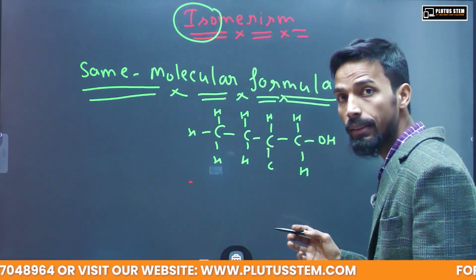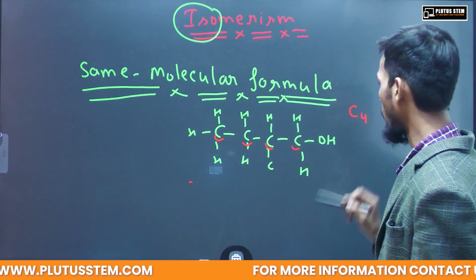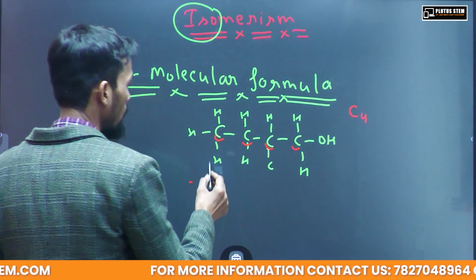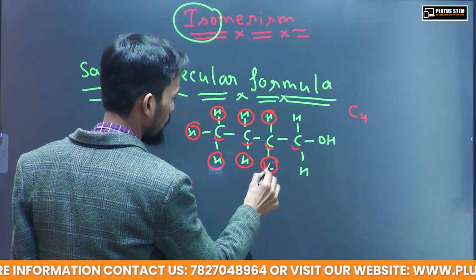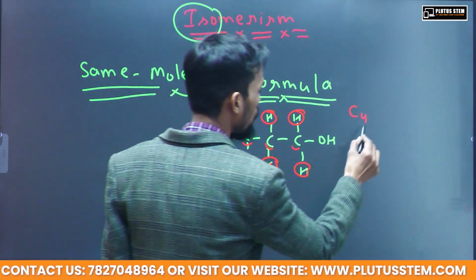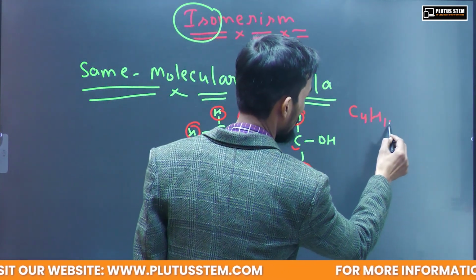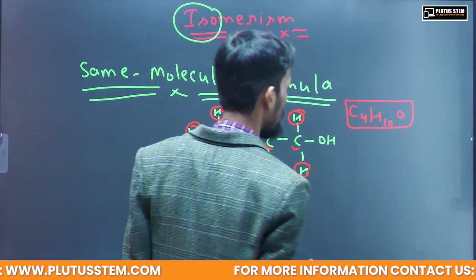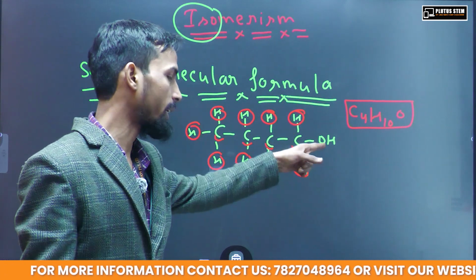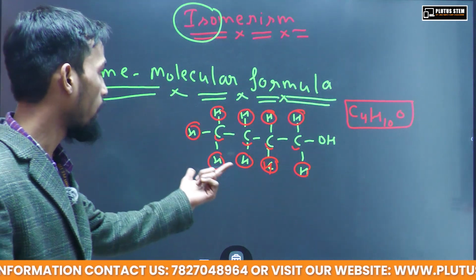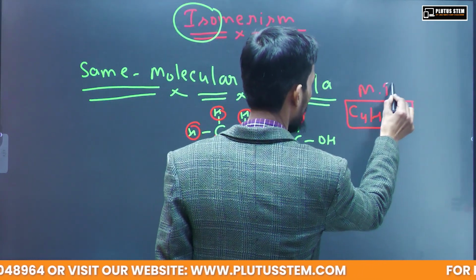If we want to know the molecular formula of this compound, we can say 1 carbon, 2 carbon, 3 carbon, 4 carbon, so the carbon number is 4. How many hydrogens are there? 3, 5, 7, 9, 10. So the H number is 10 and O is 1. So we write it as C4H10O. This is the molecular formula of this compound. Clear?